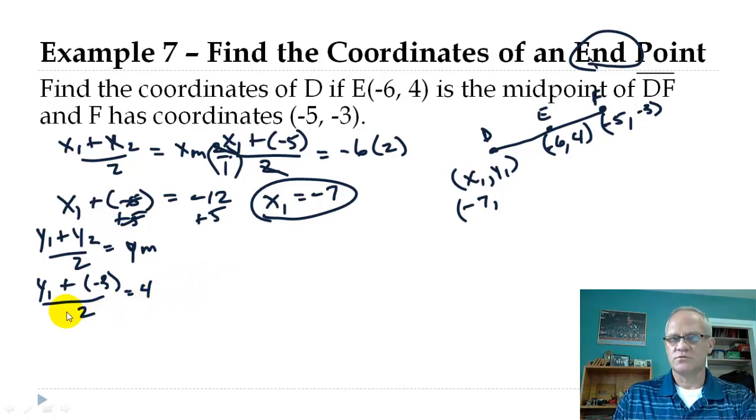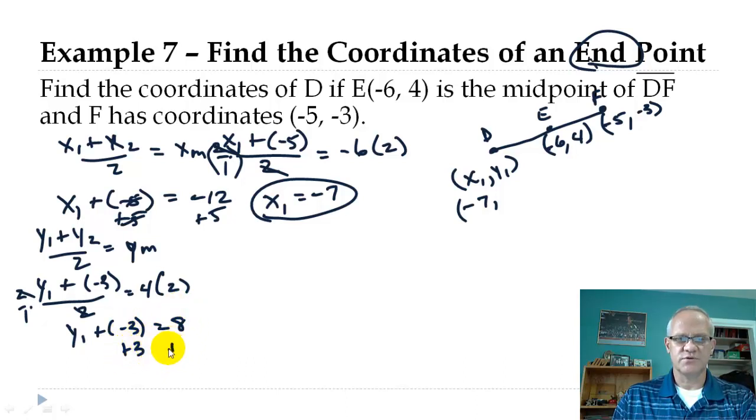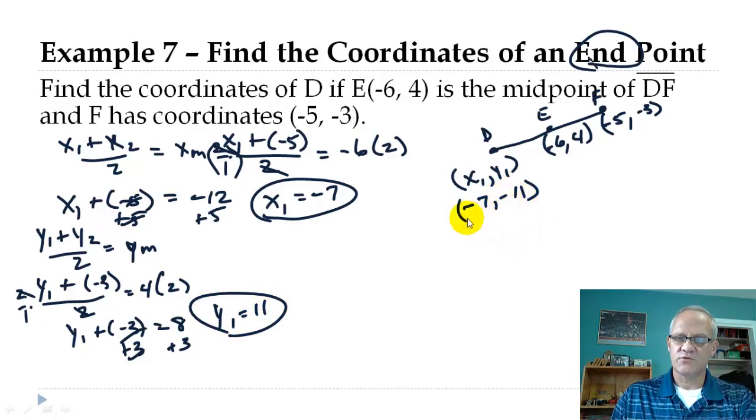And now we do algebra to solve this. So times 2 over 1. The 2's cancel. Times 2. So now you have y sub 1 plus a -3, or you could say -3 there, equals 8. And then since this is -3, you do +3. And so it looks like y sub 1 is 11.